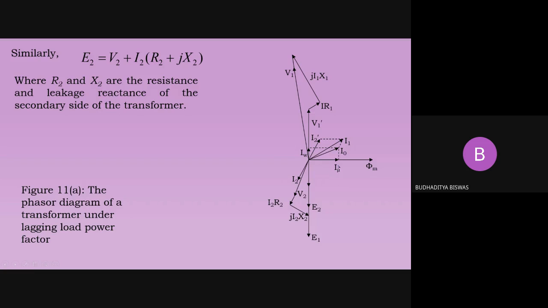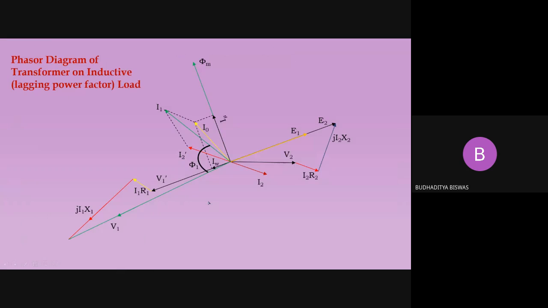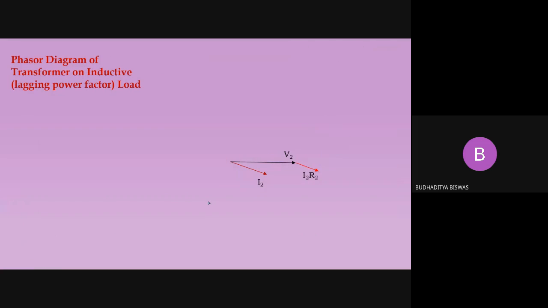Sometimes they start with the flux, but I find it more convenient for students if we start drawing the phasor diagram of the transformer from the terminal voltage V2. That's why I started with the terminal voltage V2. Now let me quickly review that again. This is the inductive, or lagging power factor, load.